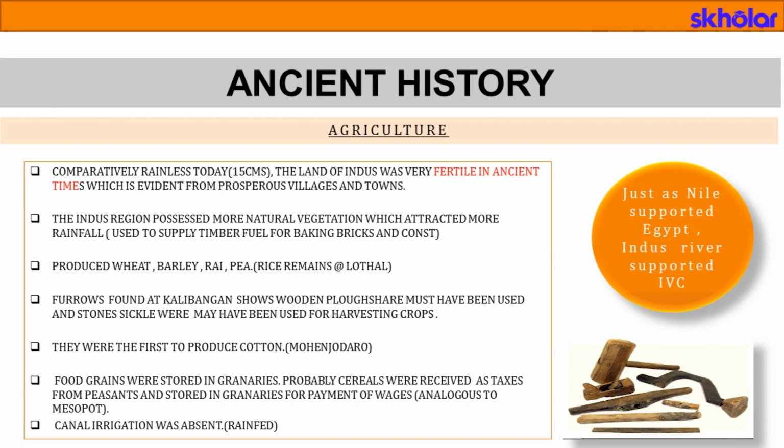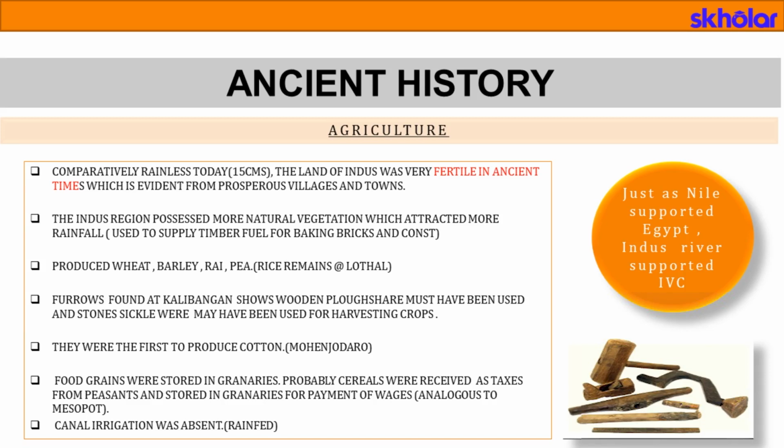times. Now, we knew that the major urban centers of Indus Valley civilization had granaries. So, these food grains were stored in granaries. Probably, cereals were received as taxes from peasants and stored in the granary for payment of wages. Now, how do we know that these were stored in granaries and used as payment of wages? It is analogous to Mesopotamian culture, because this is what used to happen in Mesopotamia.